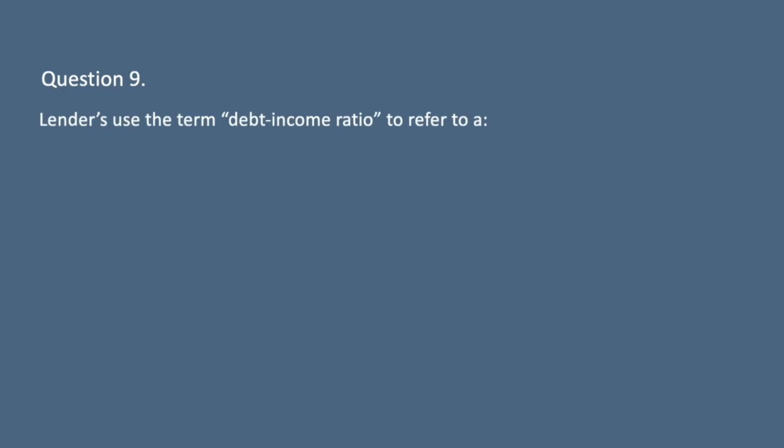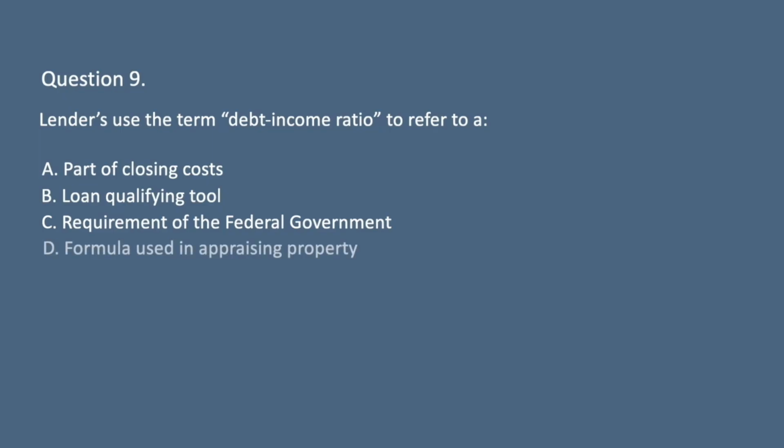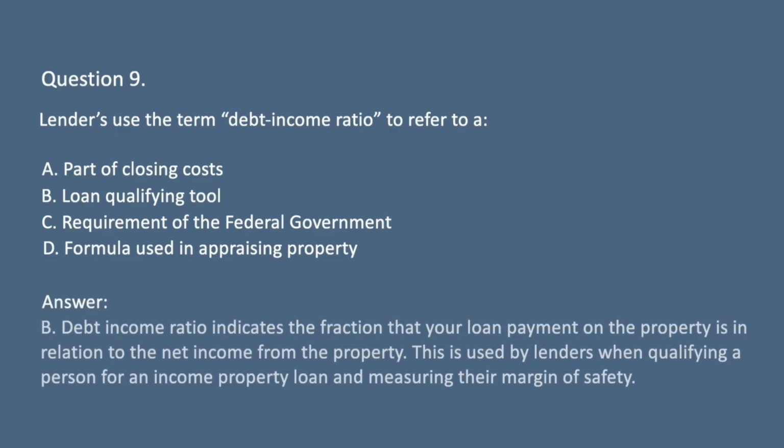Question 9. Lenders use the term debt-income ratio to refer to A. Part of closing costs. B. Loan qualifying tool. C. Requirement of the federal government. D. Formula used in appraising property. Answer. B. Debt-income ratio indicates the fraction that your loan payment on the property is in relation to the net income from the property. This is used by lenders when qualifying a person for an income property loan and measuring their margin of safety.